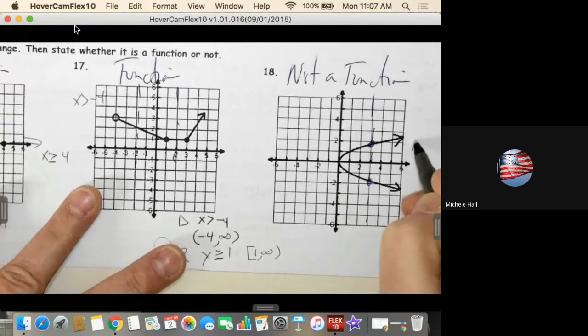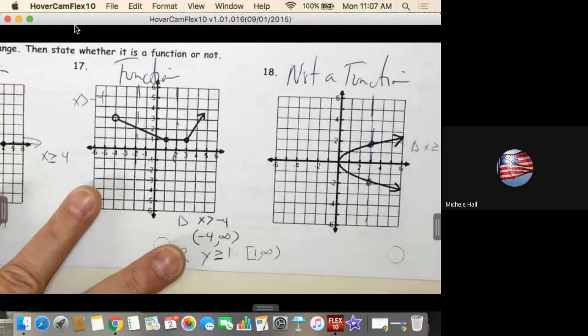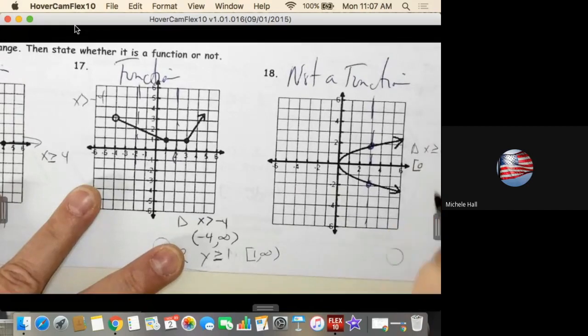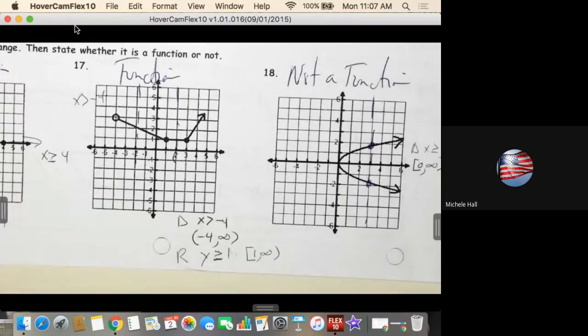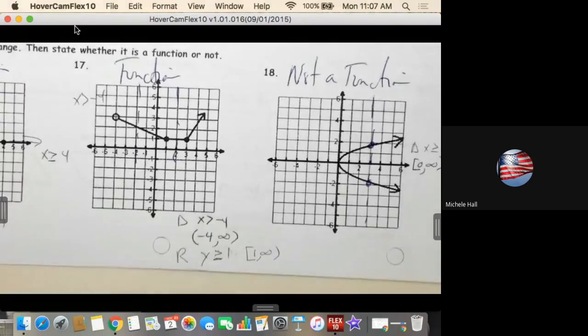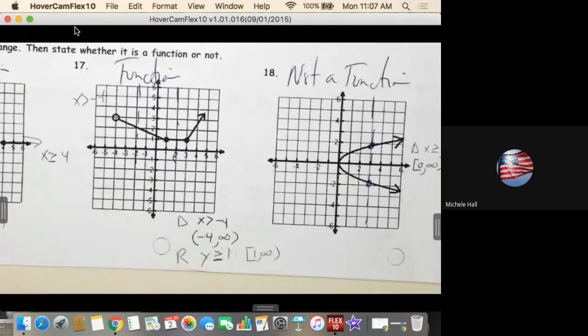You could say the domain is x is greater than or equal to 0, or you can say, yes, 0 is included, square bracket, goes to infinity, rounded bracket. Rounded bracket means it doesn't include it. How do you stop infinity? Is infinity a definite place to stop? No. So you put rounded bracket.